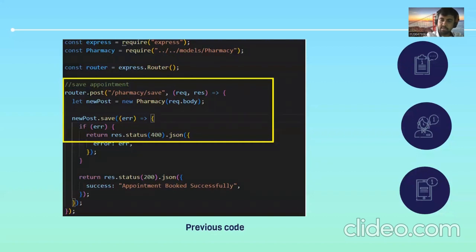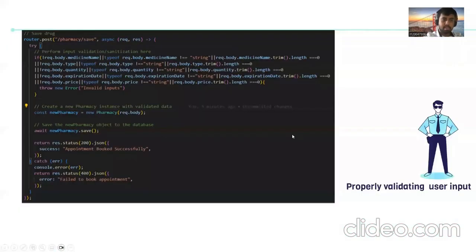To prevent it, we can use input validation, whitelisting, and keeping the libraries updated. So in here, I have used input validation and sanitization. This is the previous code, which is affected by server-side request forgery. And I have added the validation, and now it is secure.